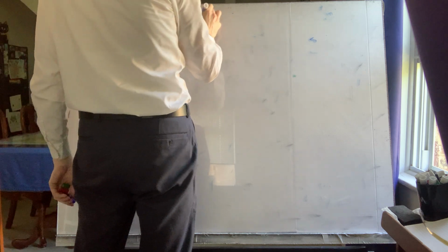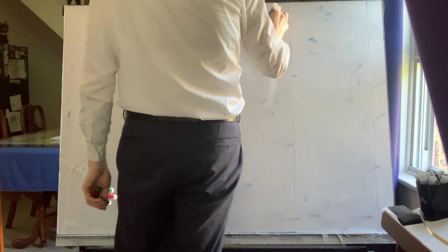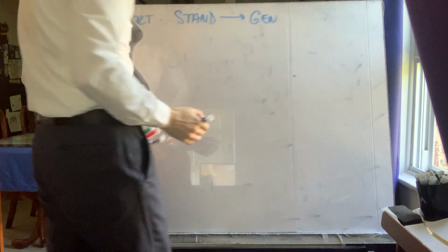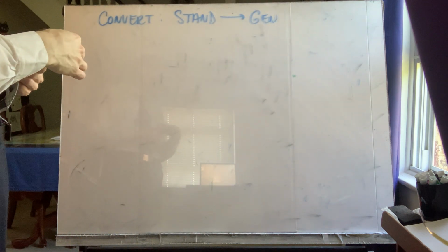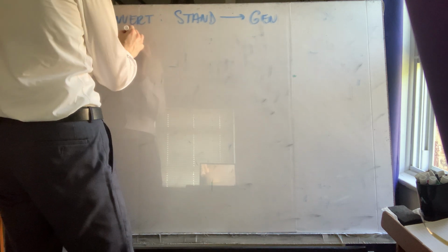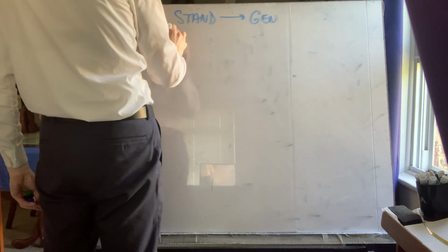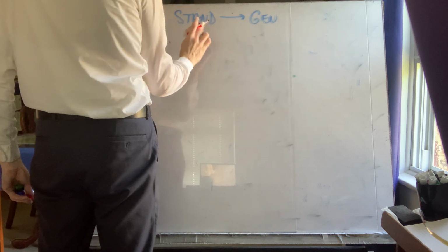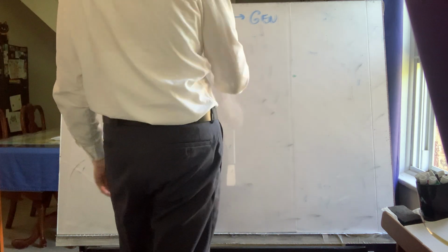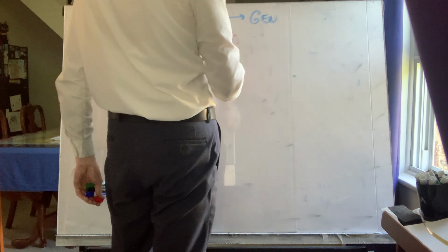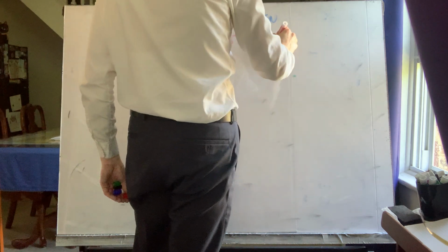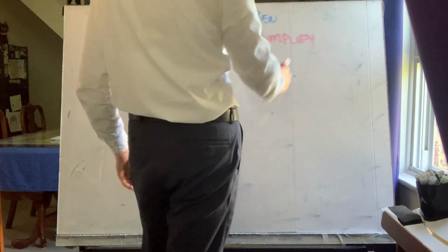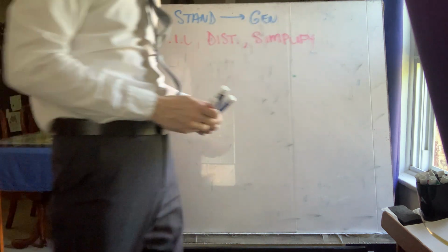Okay, let's go through, let's say how to convert from what would be standard form to general form. Essentially what you'd be doing is you're going to FOIL, distribute, and simplify. I think this red marker might be done for. Alright, so I'll keep that over here.